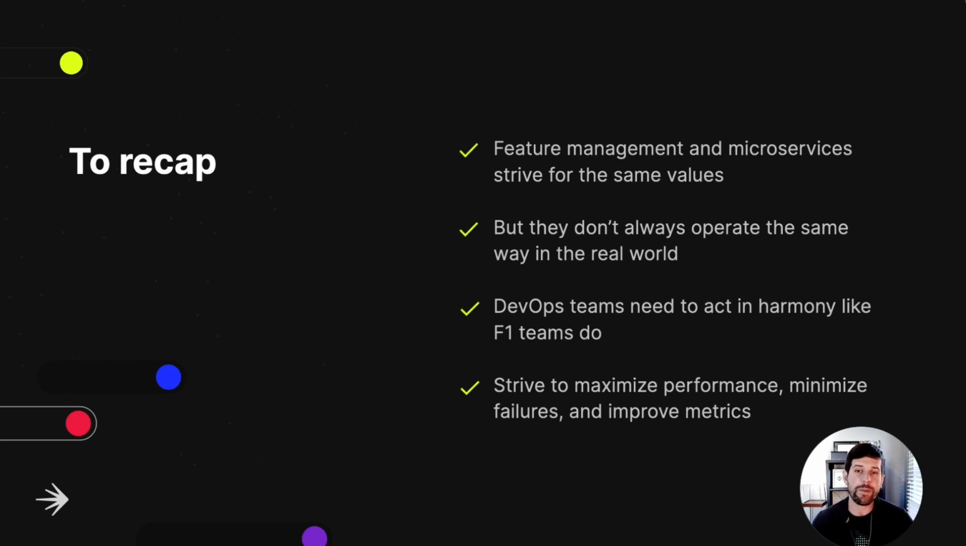The other piece is that we want to have DevOps teams have harmony, just like an F1 team. So we want our developers, our operators, our platform teams to all work in harmony together to be able to win the races. The last piece is we're trying to strive for three things. We want to maximize our performance, we want to minimize our failures, prevent those crashes, and we want to improve our metrics using real data.